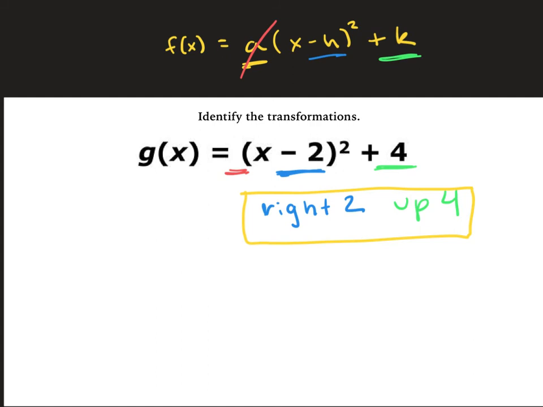So if we were to graph this function here, we just take our parent function, so that parent parabola that we saw on slide 3, I think it was. So our parent function, and we just shift it to the right 2 and up 4, and that's our graph. Any questions here? Ready for the next one?